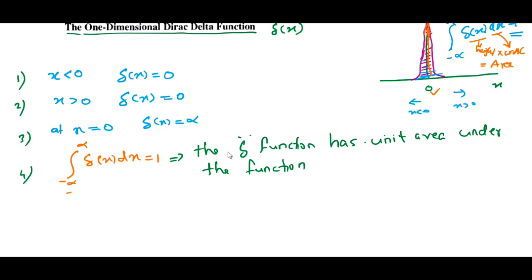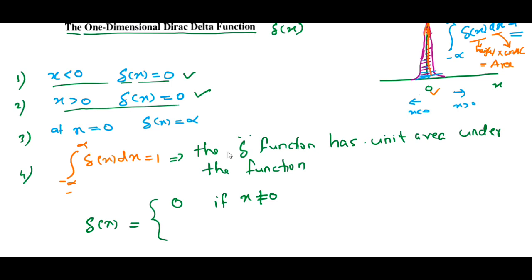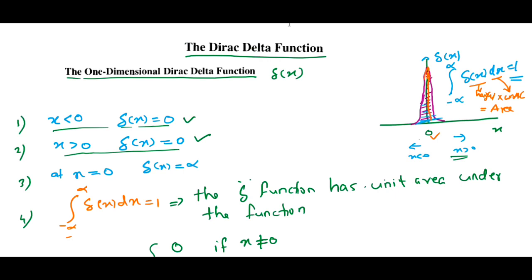Then if I write collectively, I can write this delta function as delta x is equal to 0 if x is not equal to 0, collecting these two, 1 and 2 statements. If x is less than 0, delta x is equal to 0. If x is greater than 0, delta x is equal to 0. If you see the picture, it is very clear. If x is greater than 0 in the region, that delta x is 0. And in the less than 0 region, here also our delta x function is equal to 0.